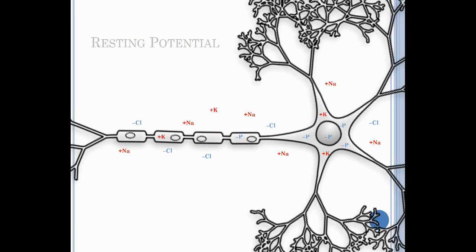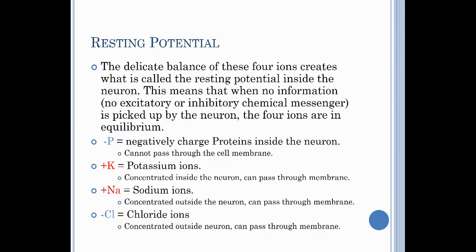This is analogous to the treasury box. Adding and subtracting these ions will influence the net value or potential within the cell. And as with the treasury box, if that potential becomes positive enough and the threshold value is met, then a major event will occur. So we call this resting potential because it's a delicate balance of these 4 factors. Right? It creates what's called a resting potential inside the neuron.